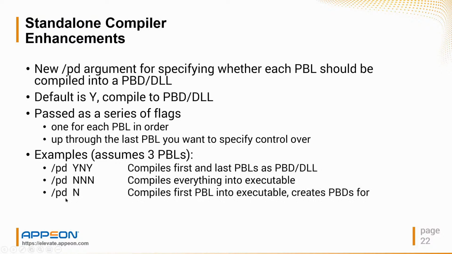But let's say I say /pd and only pass 1 no. Okay, what's going to happen here is that the libraries that I didn't specify anything for will by default take on yes. So the first Pibble gets compiled into the executable, and the next 2 automatically get PBDs created for them. So you don't have to pass a flag for every library in your application, just for the ones up through the point where you don't want the PBDs created for them. Okay.